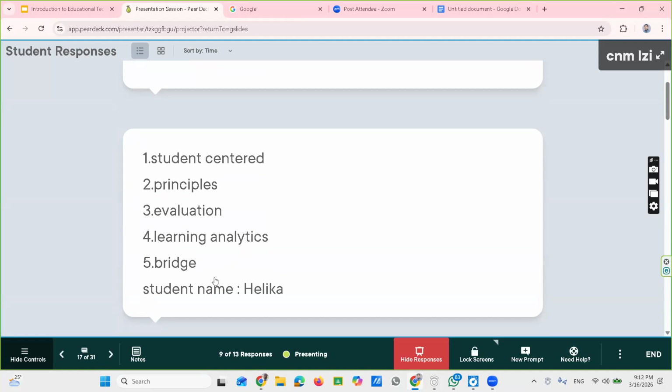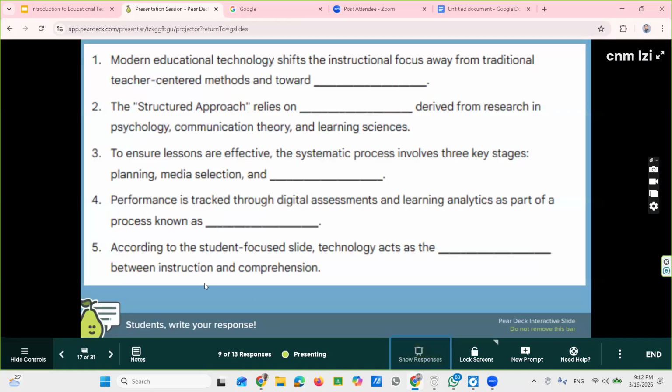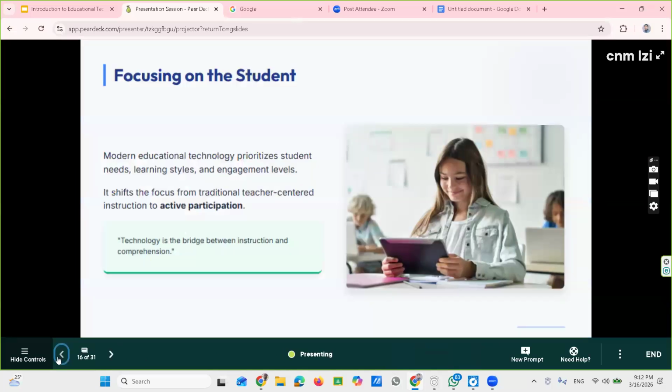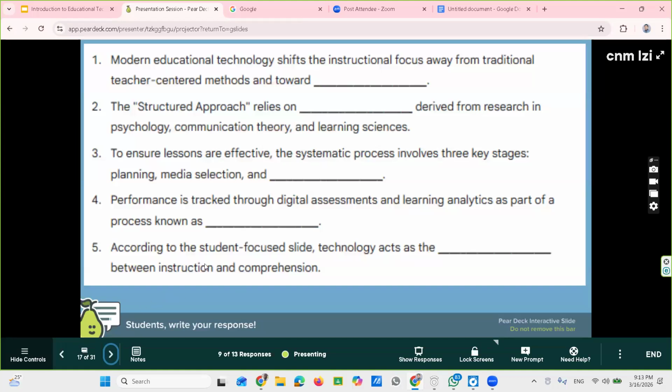Fifth one is okay, bridge, right? That's correct. According to the student-focused slide, technology acts as the bridge between instructions and comprehension. Right? That earlier slide clearly mentioned it and focusing on the student. Then look at the statement in this green color background statement. Technology is the bridge between instructions and comprehension. Right? From that point, you can get the answer for question number 5. Bridge. It should be bridge.